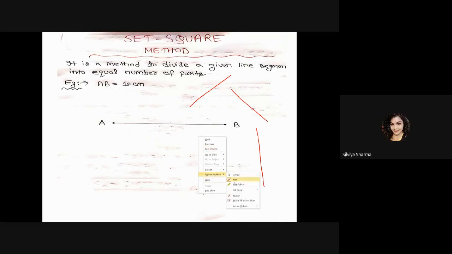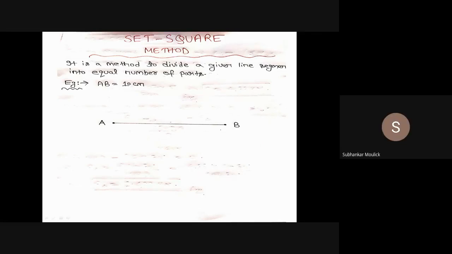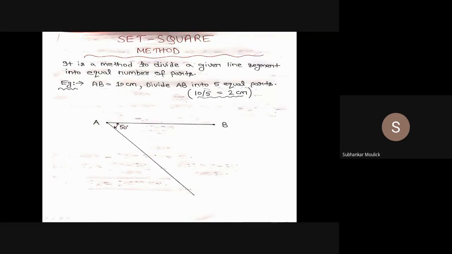Fine. So I have taken a horizontal line AB of length equal to 10 centimeter. My aim is to divide this 10 centimeter line into how many equal parts? Into 5 equal parts. Then I know by simple mathematics that each equal part will be equal to 10 divided by 5, that is 2 centimeter. How to get those equal parts? For that, what we will do is next step.